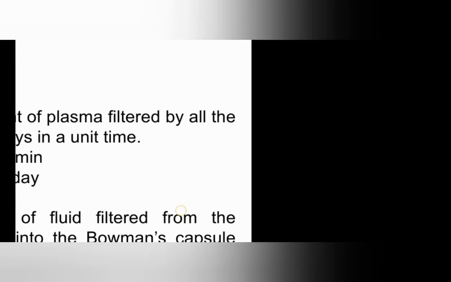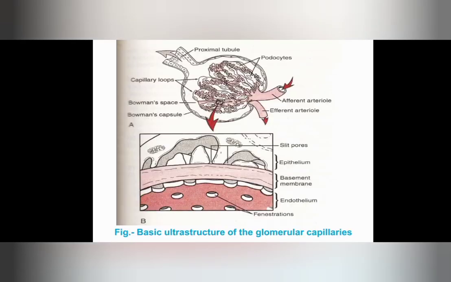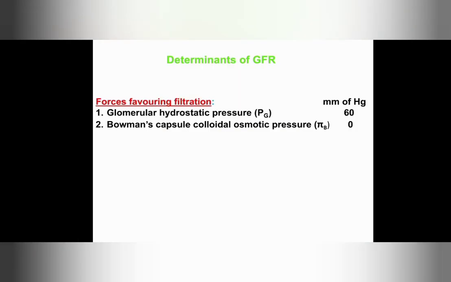Okay, next are the determinants of GFR. See, since this is a rate, that is, per unit time, and filtration is going on constantly, can you remember any other type of filtration which is constantly going on in our body other than the kidney?